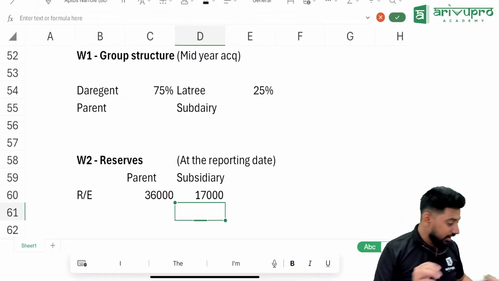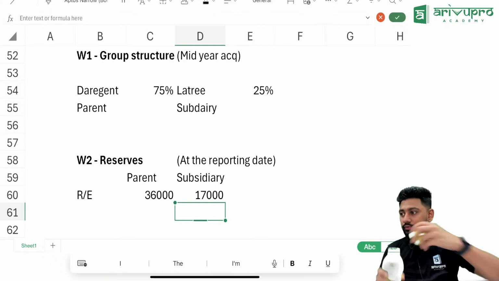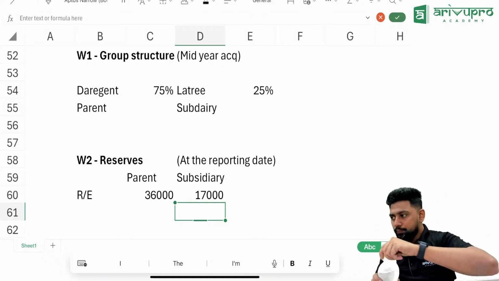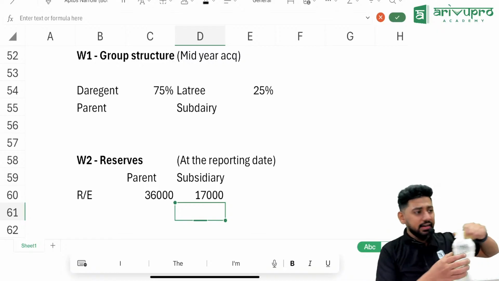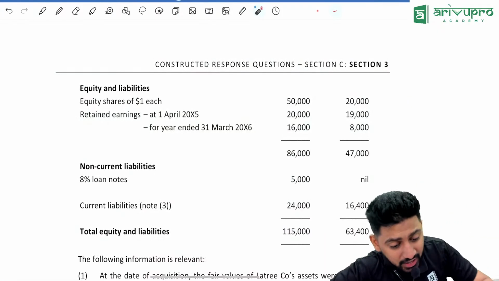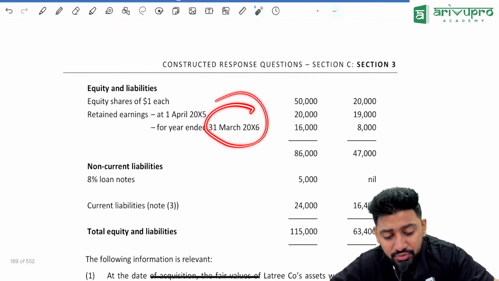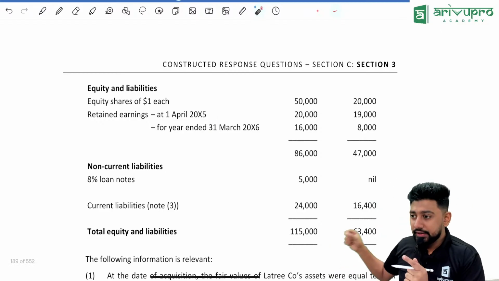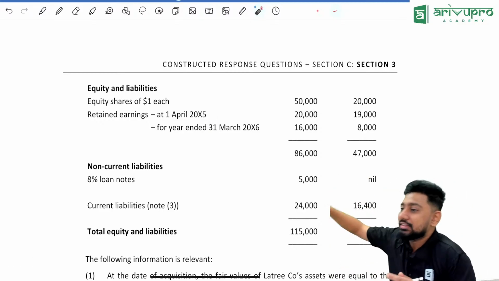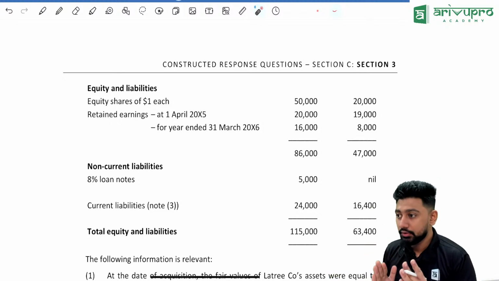Are we clear, everyone? Does that make sense? Yes or no? Retained earnings as at the balance sheet date. This is the start of the year, that is not my balance sheet date. My balance sheet date is 31st March 2016, meaning my closing retained earnings equals opening retained earnings plus current year profit. Are we clear? We are clear there, there's no problem.